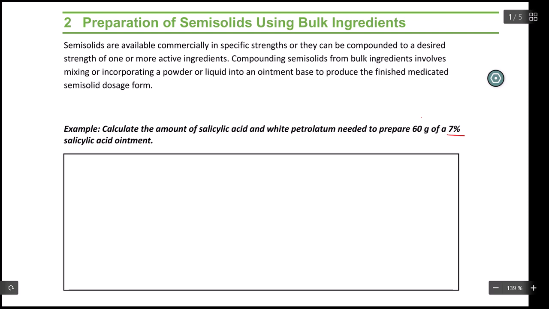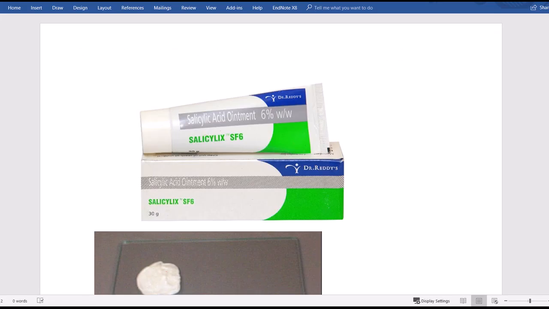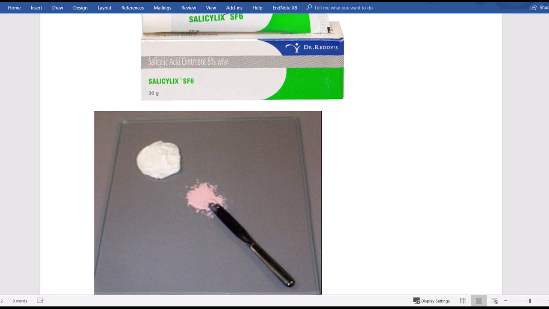So this is a commercially available product that you'll see here. It says 6% weight in weight. Ours is going to be 7% weight in weight salicylic acid. The way in which it's made, conceptually, is that you are going to take some amount of the ointment and some amount of the salicylic acid, and we are going to mix these together. And when we mix those together, we're going to get 60 grams of product.